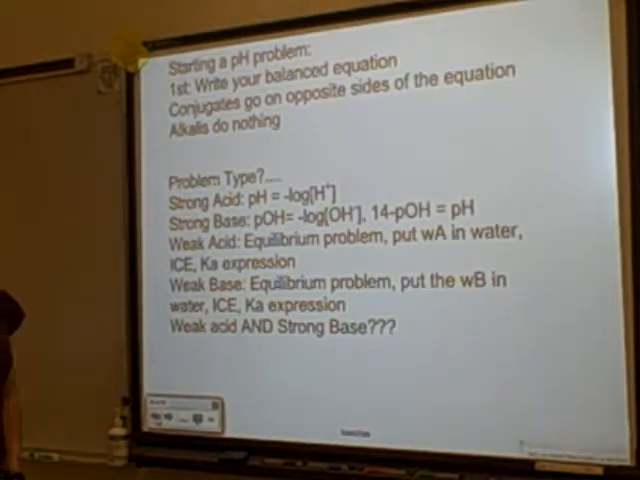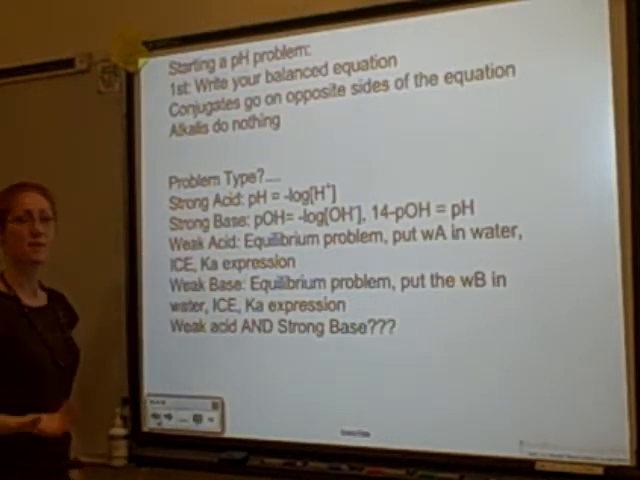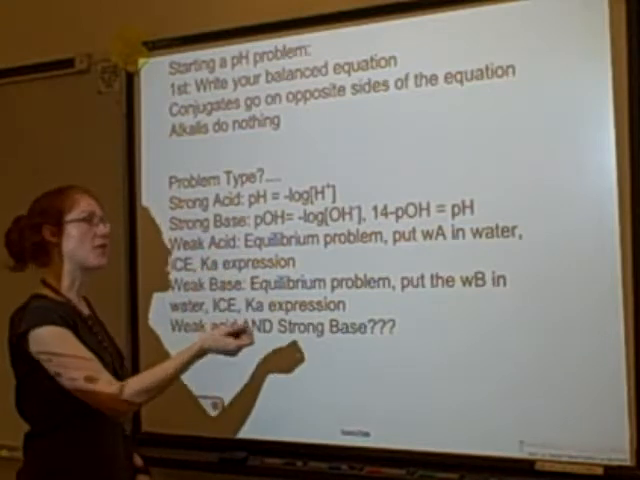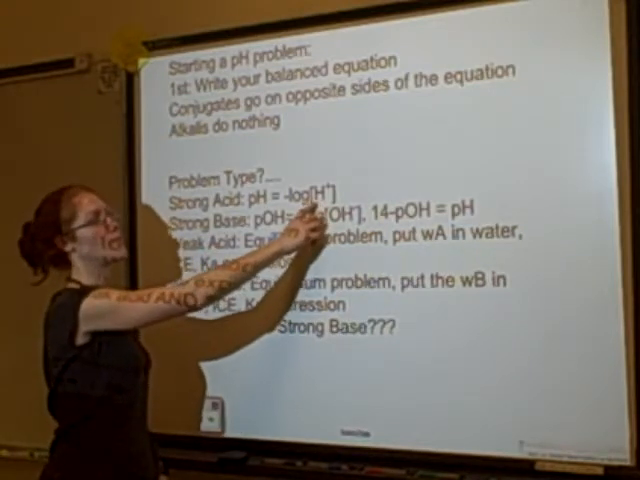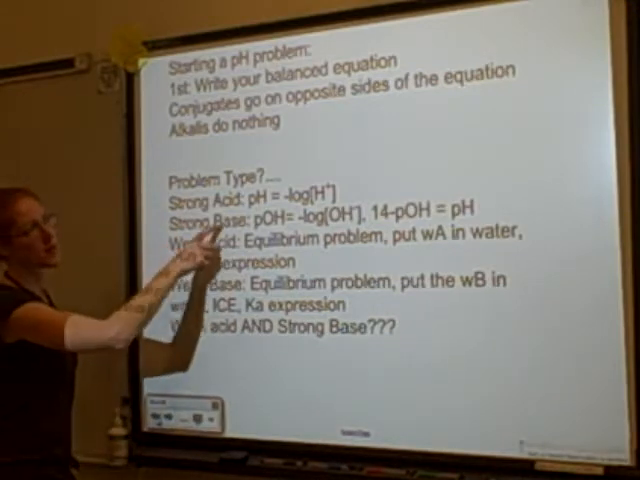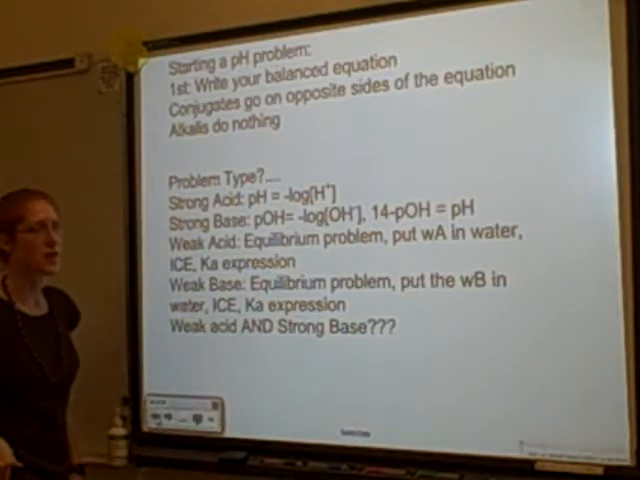So the first thing you want to do is figure out what type of problem I have. Is it a strong acid or strong base? If it is, those are the easy ones that we already did. If you know the concentration of your strong acid, then you know the concentration of the H+, so the pH is the negative log of that concentration. Strong base was the same thing, but you find the pOH from the concentration of the strong base.